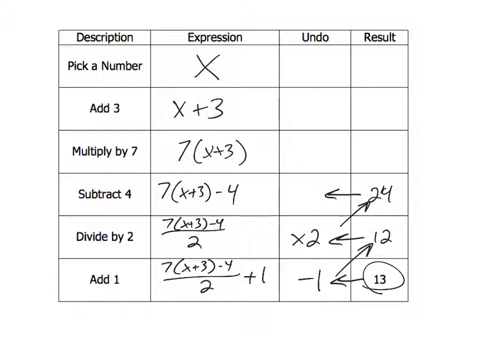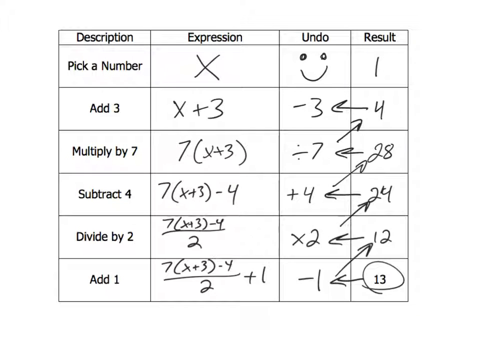Keep undoing. Instead of subtracting 4, let's add 4. 24 plus 4 is 28. Keep undoing. Divide by 7. 28 divided by 7 is 4. Keep undoing. Then we'll subtract 3, and 4 minus 3 is 1. And we don't have any more undoing to do, so we're happy. So we've just seen how undoing the order of operations can kind of be the same as solving an equation.